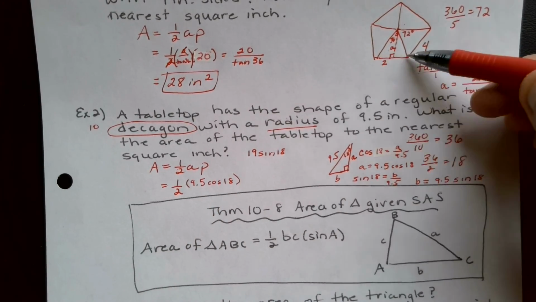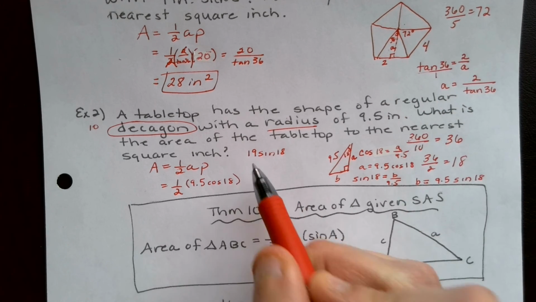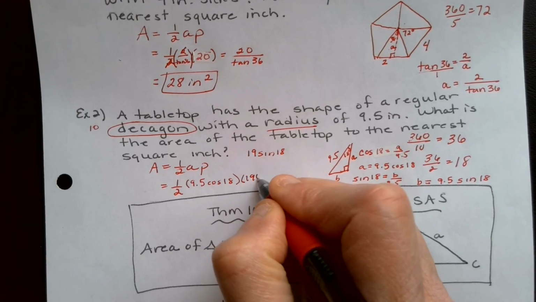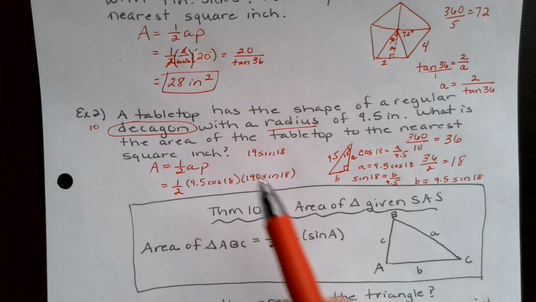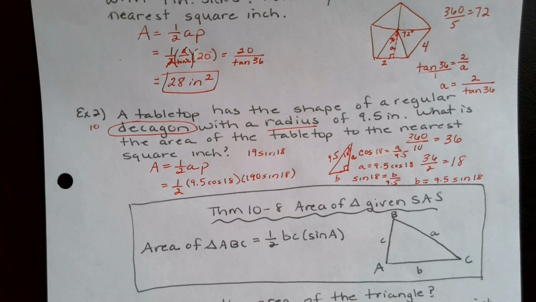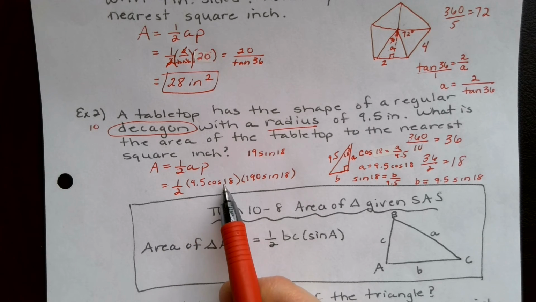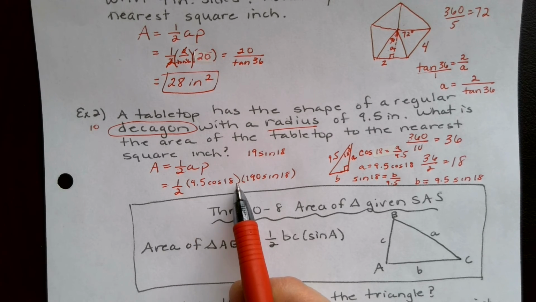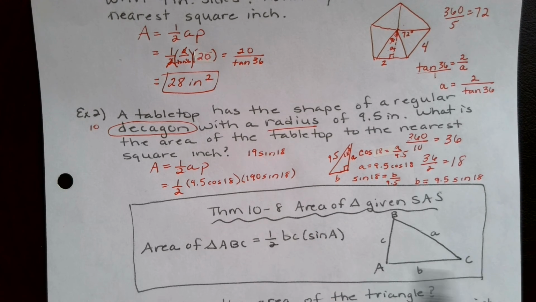And that's one of the 10 sides. So we still have to multiply that by another 10 and get 190 sine 18. Notice I don't multiply the sine 18. Since it's multiplied, I can stick with just multiplying that front number. Now I need you to grab your calculators and tell me what you come up with. Be careful. It's all multiplying. It's 1/2 times 9.5 times 18 cosine equals times 190 times 18 sine equals.